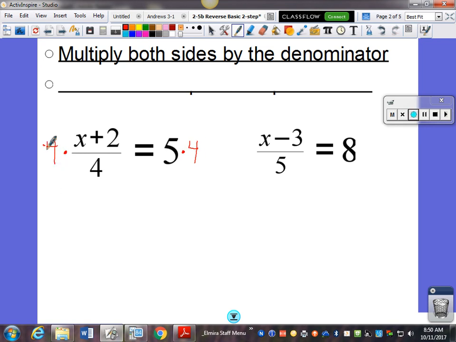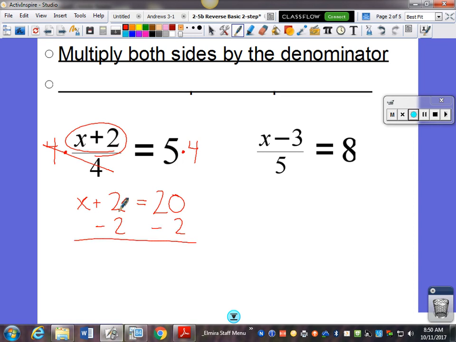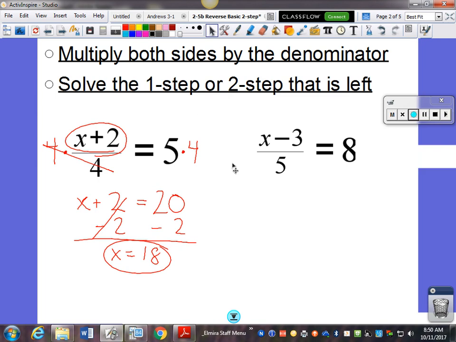That cancels this out, and then all of this, x plus 2, comes down. 5 times 4 is 20. And then what you have left should look pretty easy to you. It's just a one-step equation. I'll subtract 2 from both sides. And x is 18. So after you have multiplied both sides by the denominator, you're going to solve the one or two step equation that is left over.